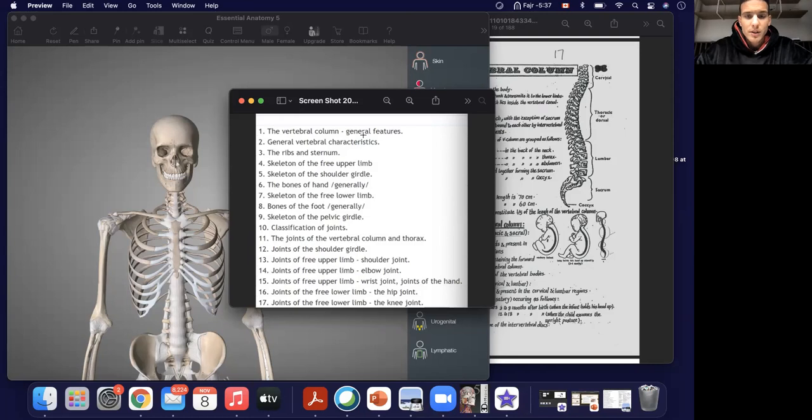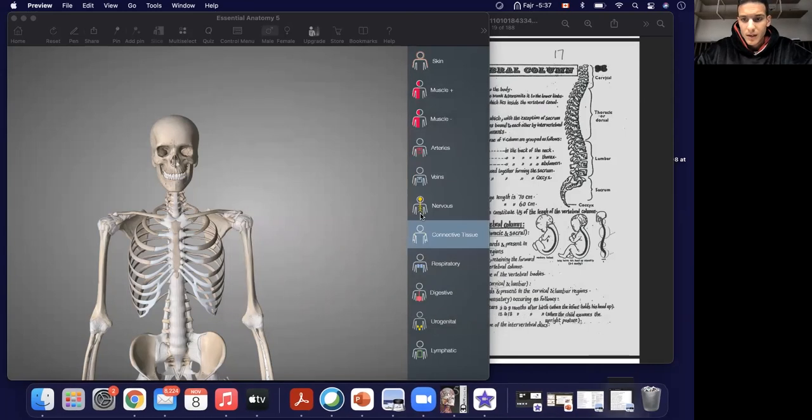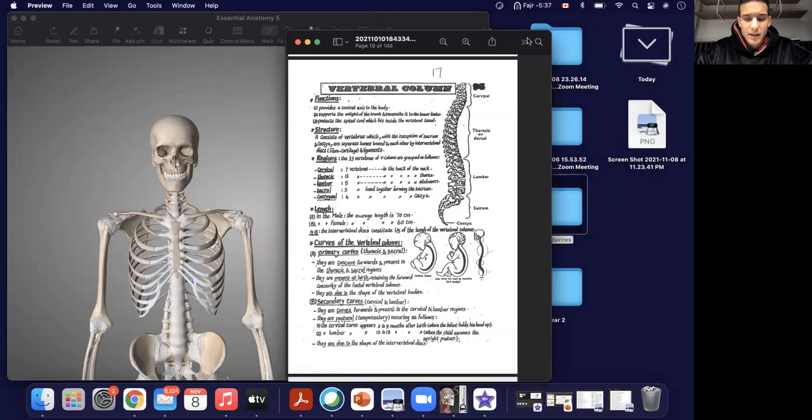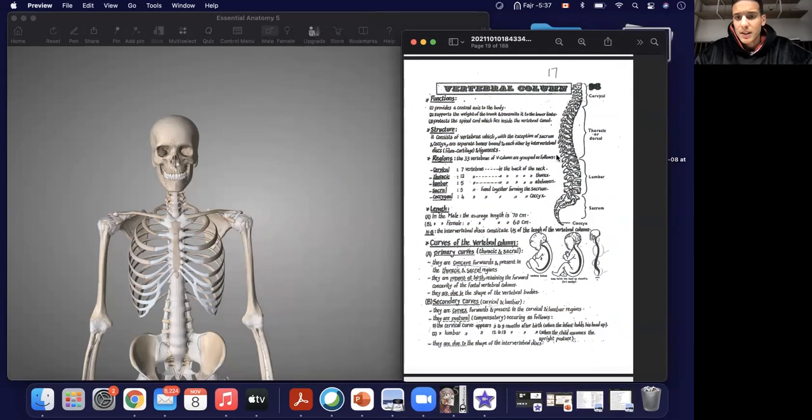So for the vertebral column, number one. For number one, you would need to know everything, and it'll be enough for you to understand everything within this page. So first off, the function of it: provide the central axis to the body and supports the weight, protects the spinal cord, because as you all may know the spinal cord passes within the structure of it through the vertebral foramen, the vertebral canal, okay?